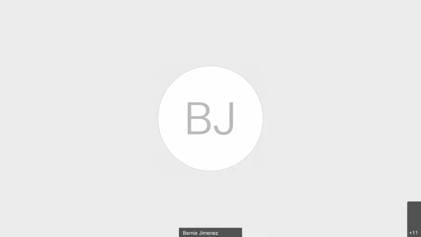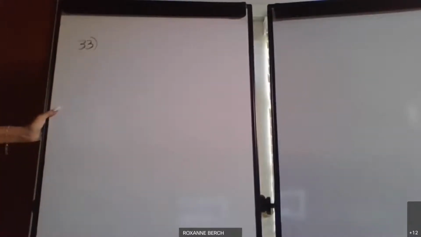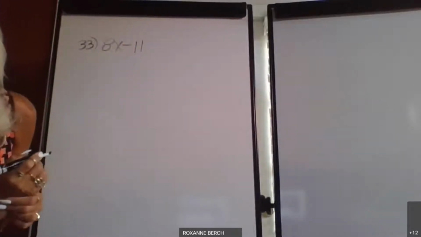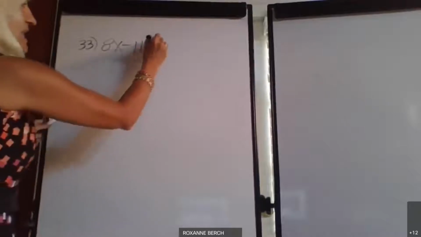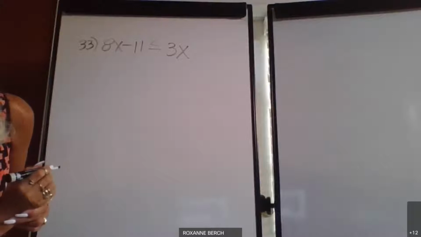Could we do 31? No, 33. Yeah, you should probably know how to do that. Okay, so 33 is 8x minus 11, and it's 8x minus 11 is less than or equal to 3x, and what does that say, plus 6?